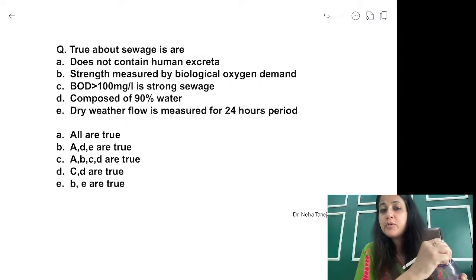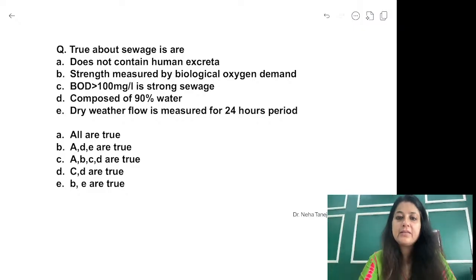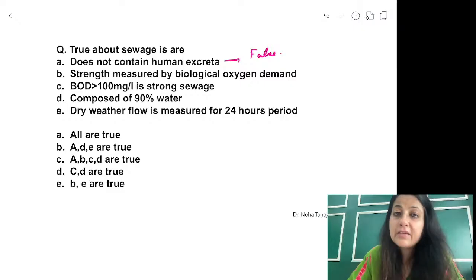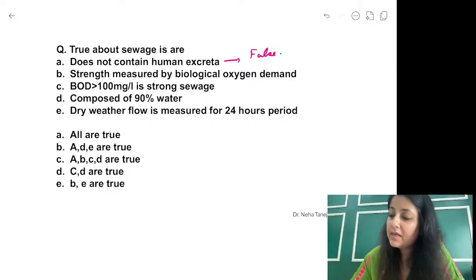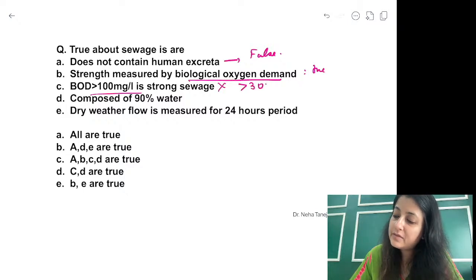Look at each of the options and let's try to mark the answer, guys. Does not contain human excreta? Absolutely false. Sewage is excreta. Liquid waste with excreta. Strength is measured by BOD. Absolutely true. BOD of more than 100 is strong sewage. Wrong. BOD of more than 300 is strong sewage.